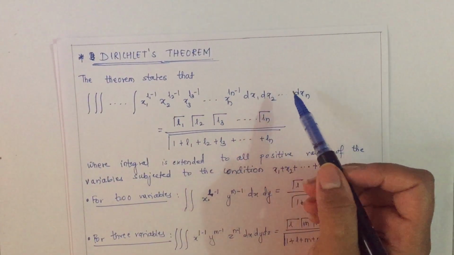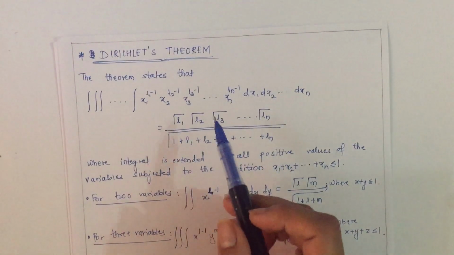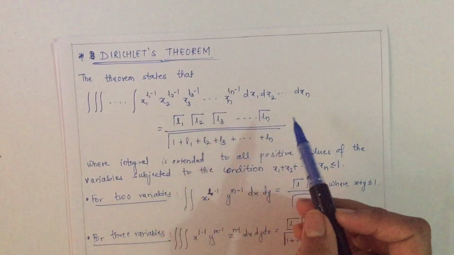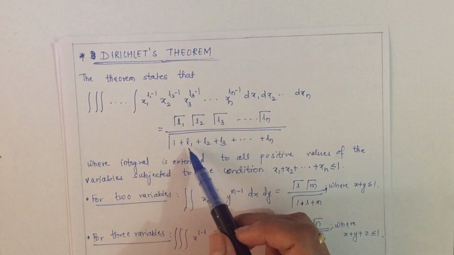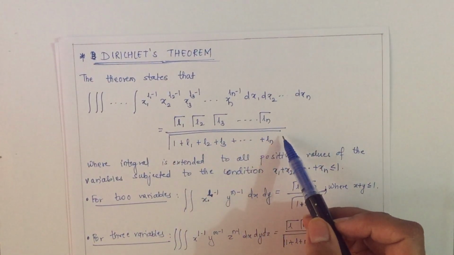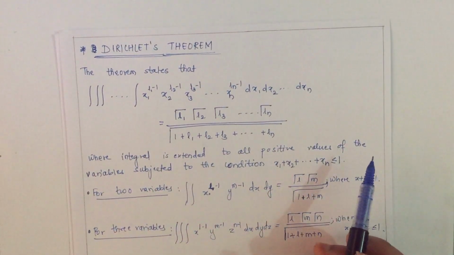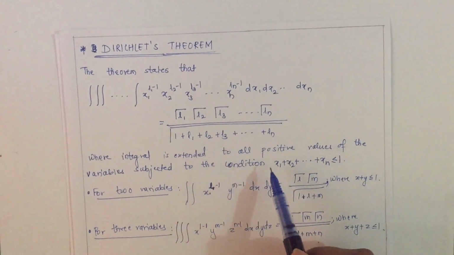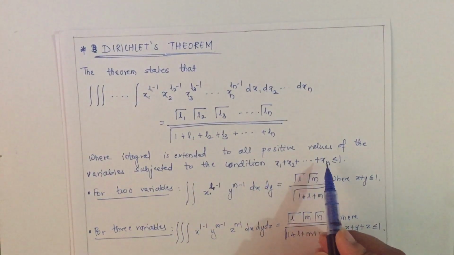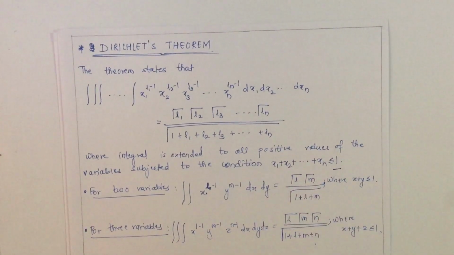With respect to dx1, dx2, dxn can be given as gamma L1 into gamma L2 into gamma Ln, in the denominator gamma 1 plus L1 plus L2 plus up to Ln. Okay, now where this integral is extended to all positive values of the variables subject to a condition, the condition that the summation x1 plus x2 plus up to xn is less than or equal to 1.